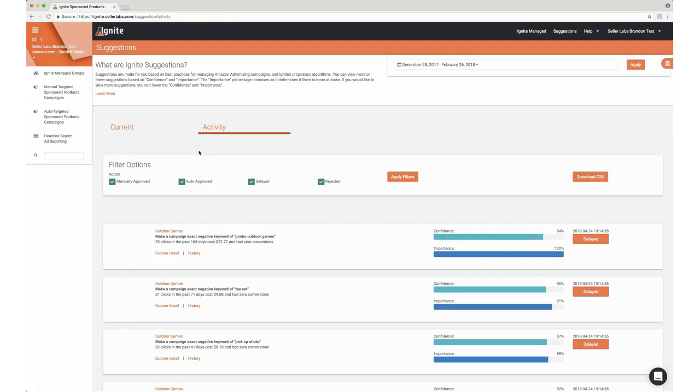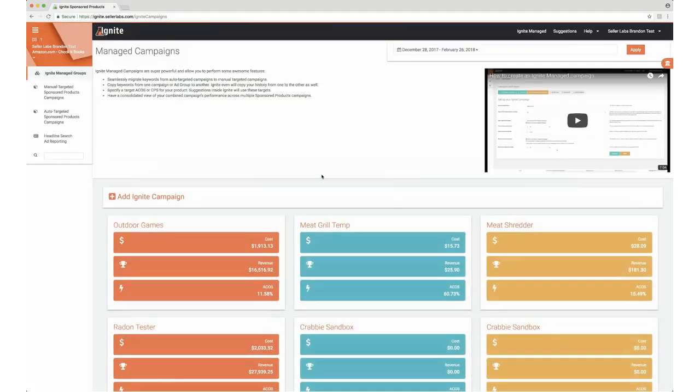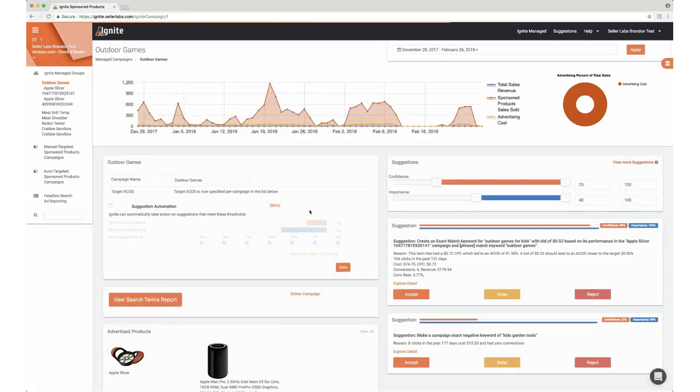So to get to the auto-approved section, I'm first going to go back to my Ignite Manage Groups page. And we'll just go back to the Outdoor Games page. And when you're inside of your Ignite Manage Group, you're going to see this area up here. This is just where you can rename your campaign, and you can also turn on this new feature. The feature is called Suggestion Automation. As I said, it is in beta.